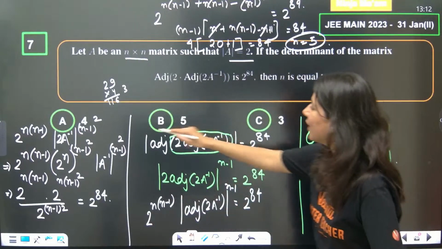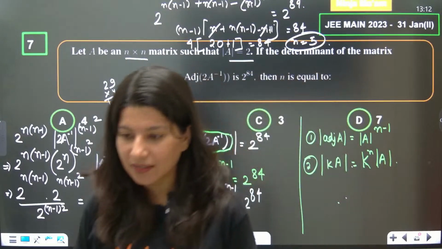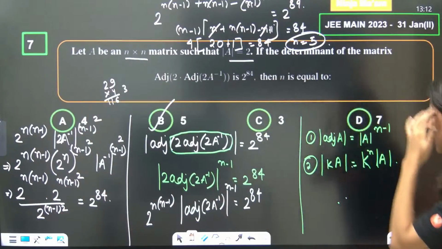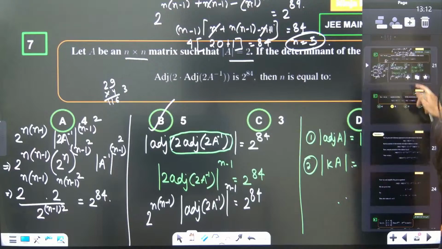So n is equal to 5. Option B is absolutely right. Okay. Yes, 5 is correct. Okay, perfect. Next question on your screen. Let's do the next question.